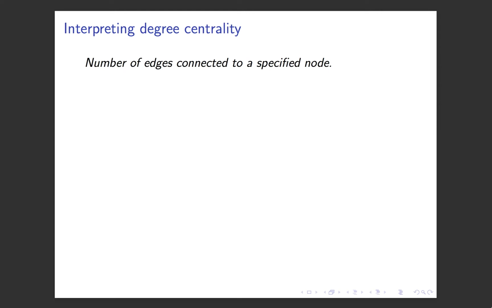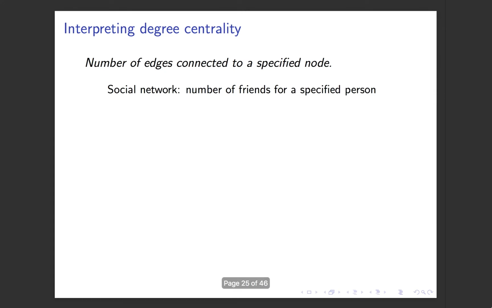However, once we start thinking of our networks as modeling some sort of actors and relationships, for example, in a social network, degree centrality takes on its own meaning. Now, if you're considering a social network where edges represent friendships, the degree centrality of a node simply counts up the number of friends for a specified person.